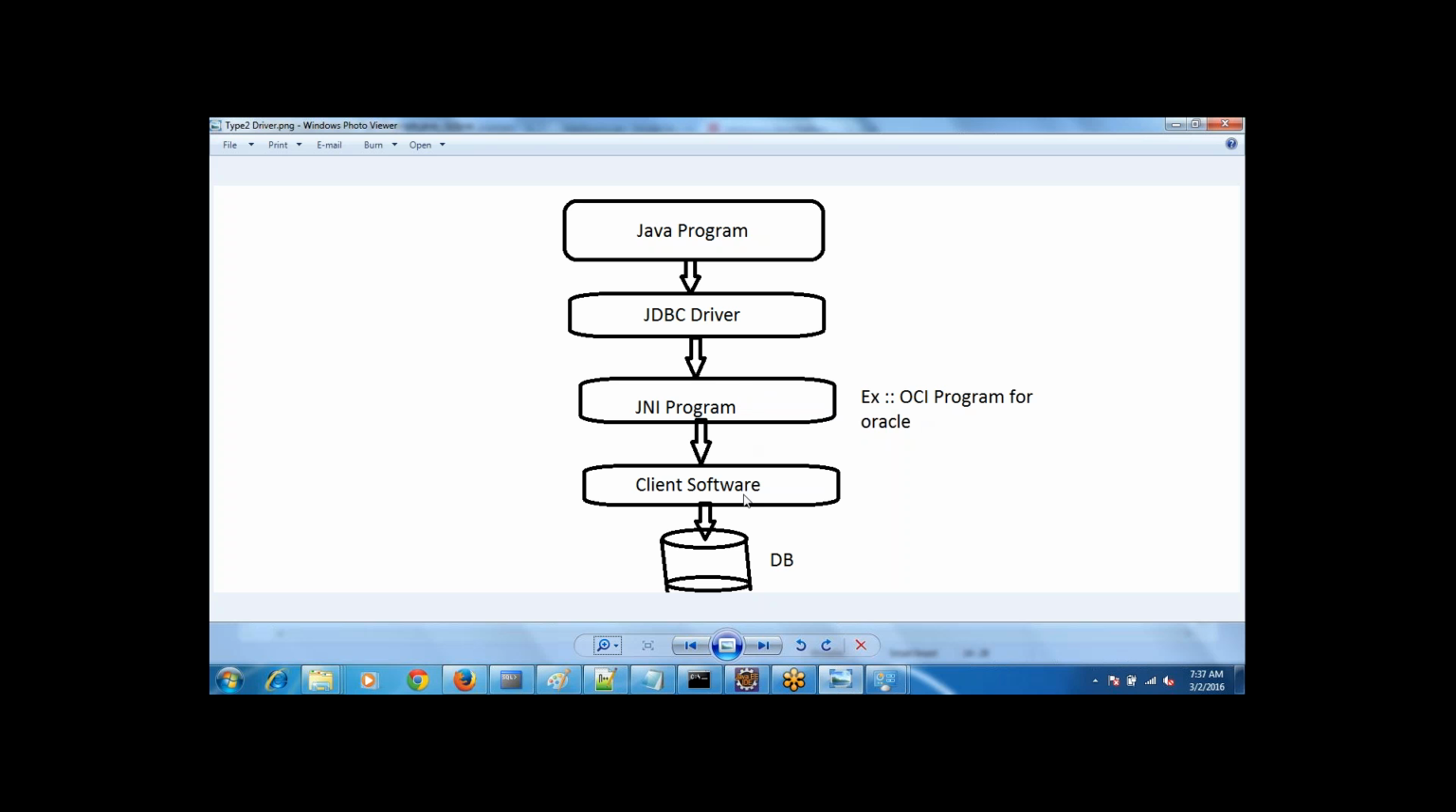This client software is specific to, for example, if I'm using Oracle, the Oracle database. So first, install the Oracle database, and then install the client software, and then download the JNI program and set the environment variables for this JNI program, and then download that JDBC driver and then write a program to make an interaction with all these things. So we'll go step by step.